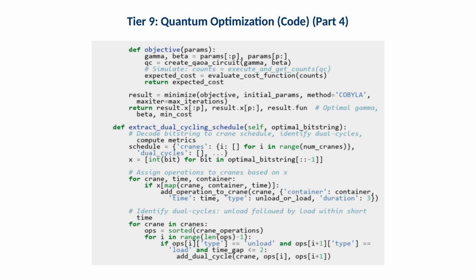This section outlines the expected cost evaluation and the classical parameter optimization loop. Operationally, this is a hybrid approach. Quantum execution proposes candidate solutions, while classical optimization tunes parameters to improve the expected objective value.